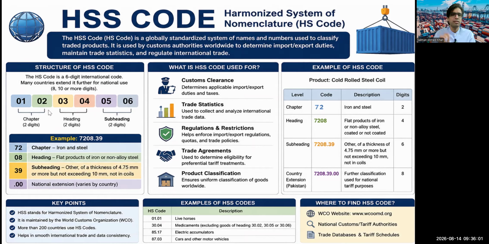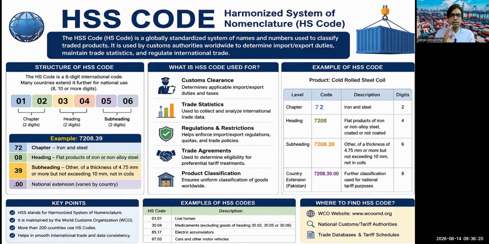Now the structure of the HS code is like this. The HS code is a 6-digit international code. Many countries could extend it further for their national use. The first two digits determine the chapter. The next two digits define the heading. And the last two, five and six, determine the subheading.